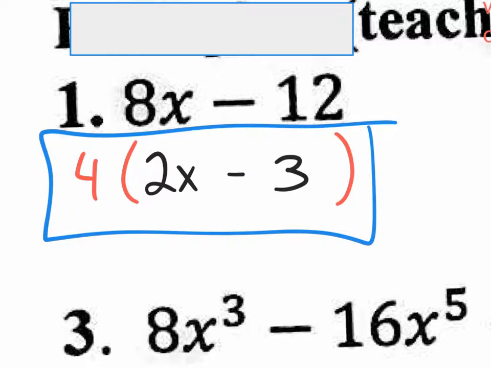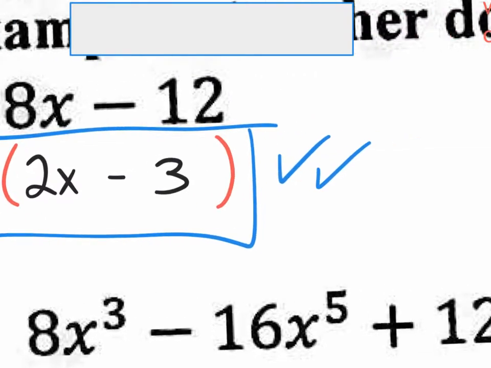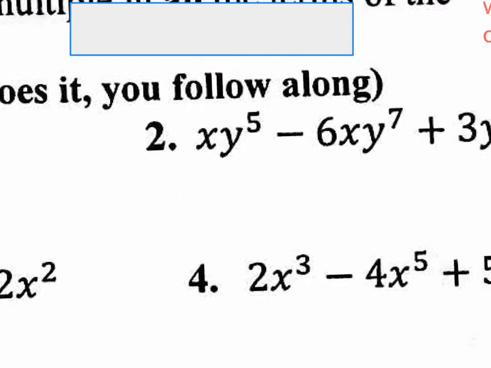Okay, so factoring is doing distributive property backwards. So if you ever are wondering, did I factor this correctly? Well, you could check it by distributing 4 times 2x. Does it give me 8x? Yes, it does. 4 times minus 3, does it give me minus 12? Yes, it does. So you're absolutely positive you've double checked that you factored it. Okay, let's move on. Over here we have number 2.